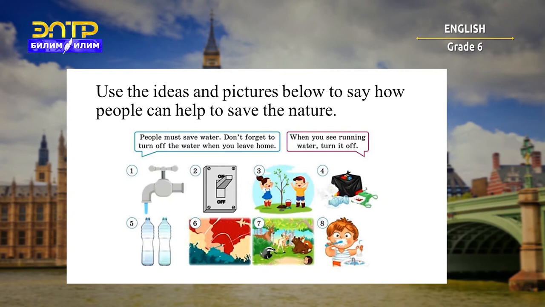Number five, avoid using plastic. Number six, don't pollute the air. Number seven, don't destroy the nature. Number eight, turn off the water when you brush your teeth. You can have some other answers too.